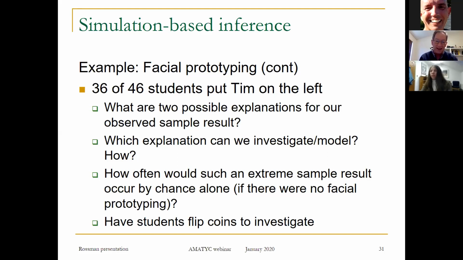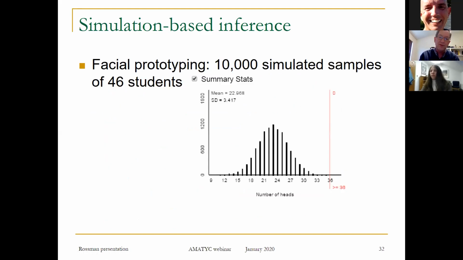What's the point? I usually joke that took 5 minutes, but what was the point? The point is to see how unusual, how surprising it would be to get such a majority putting Tim on the left if there were no facial prototyping, if it was just mental coin flips. So let me show you some results, not from students flipping coins, but from an applet. This is using an applet to generate 10,000 simulated samples of 46 students, assuming that it's just a coin flip to decide whether it's Bob or Tim on the left. And you can see that in 10,000 repetitions, we never got 36 or more heads out of 46. It's not impossible, it's just extremely unlikely. And so we have very strong evidence against the random chance explanation in favor of the facial prototyping explanation.